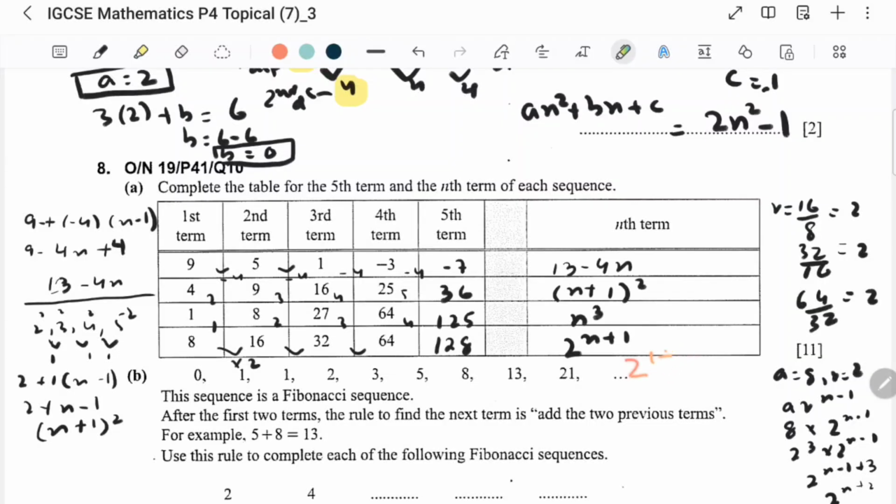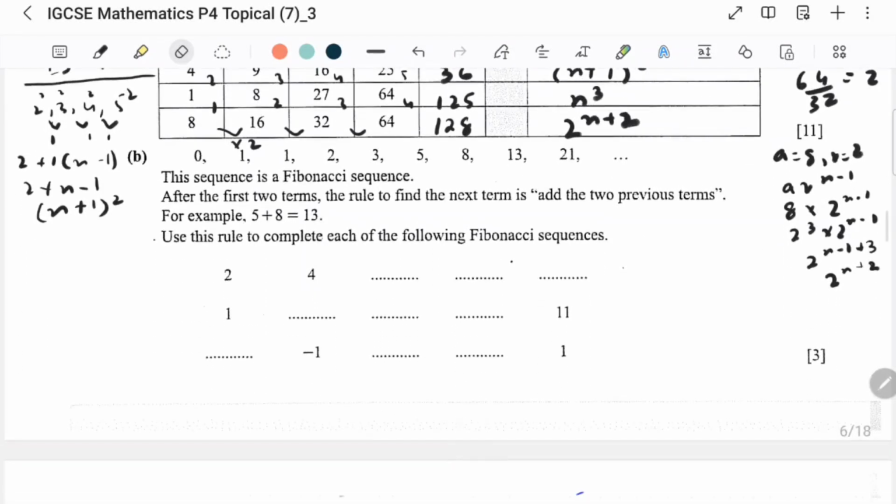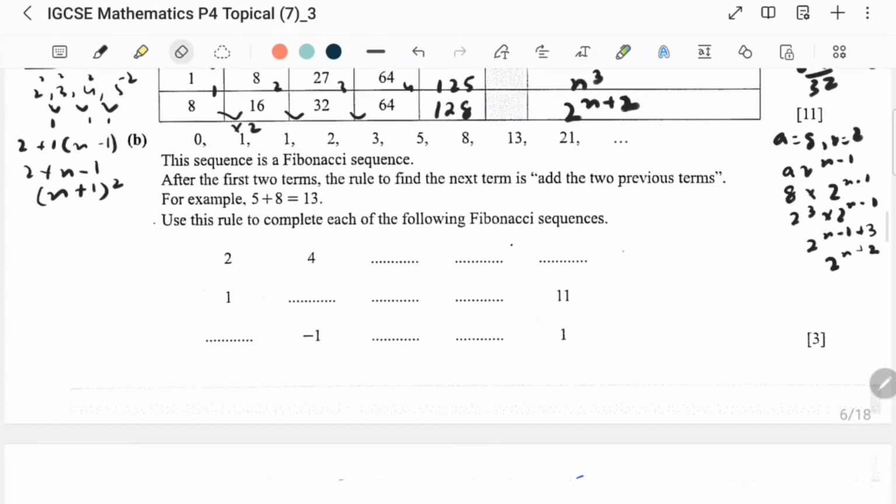Sorry, this is n plus 2. Minus 1 plus 3 is 2, so I've written n plus 2. So if you check, 1 plus 2 is 3, and 2 cube, which is 8, is the first term. And then 2 plus 2 is 4, and 2 to the power 4 is 16. So you can check the numbers as well. You can use a calculator also just to save time because it's a paper 4 question.